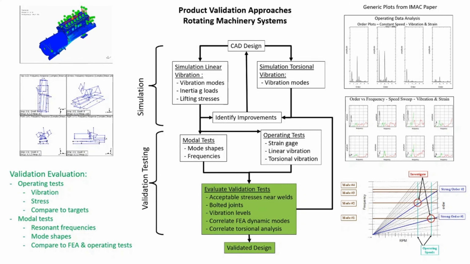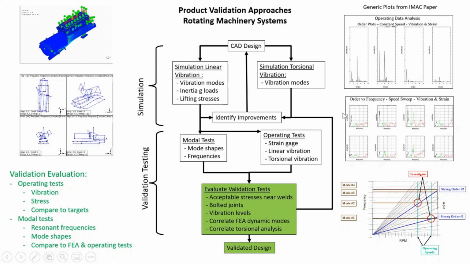The validation test data is evaluated and compared to the simulation results. For example, the experimental modal tests, resonant frequencies, and mode shapes are compared to those predicted by the simulation models to determine if our initial work was accurate and essentially to correlate these models.